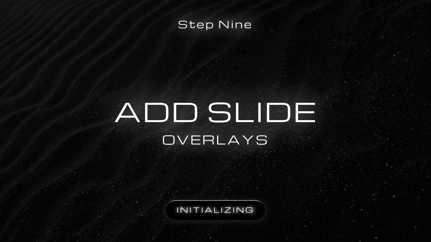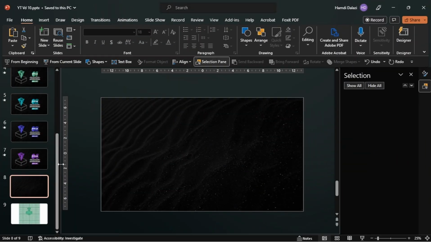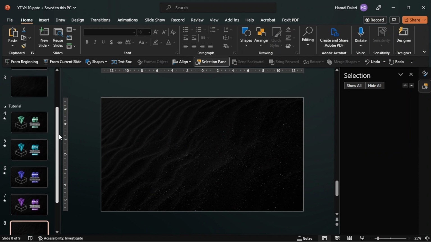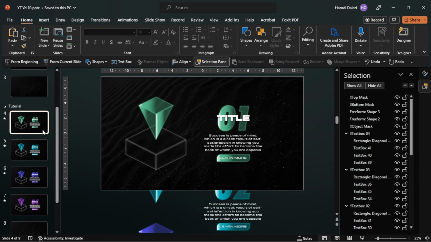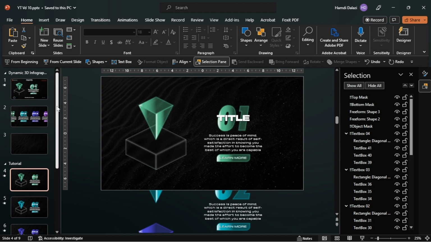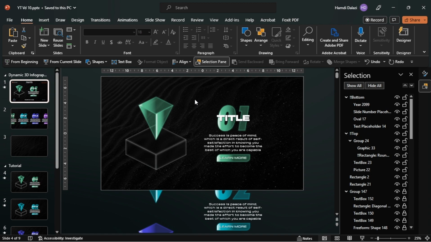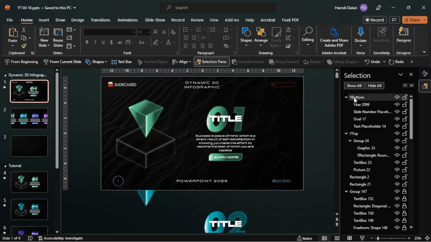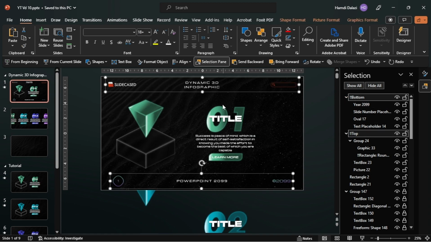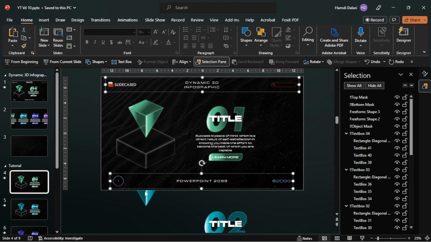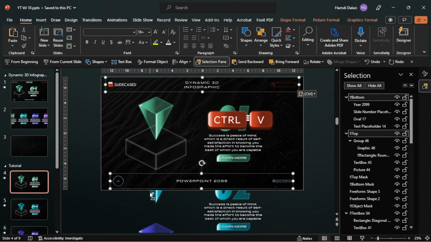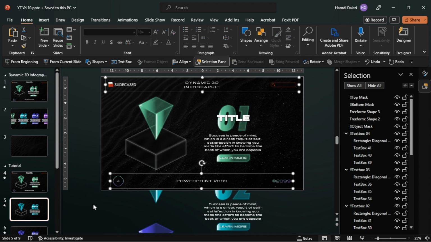So let's add some slide overlays. Let's add some overlays, some text overlays. So I'm just going to copy this. You can add your own. So select and copy. Let's paste it here just to give the slide a little bit more detail.